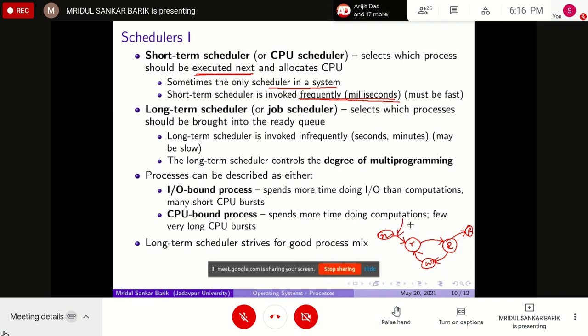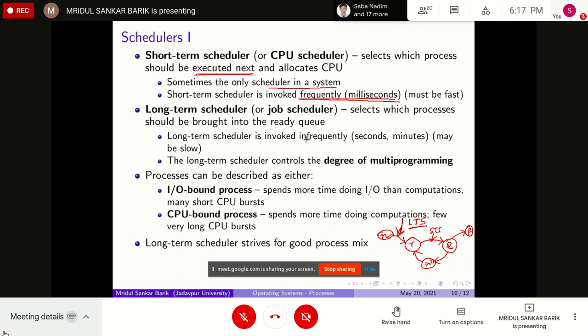From new state, a long-term scheduler selects a process among those processes which are currently in new state and brings it into memory for execution. So thus it becomes a ready state. Among the processes which are in ready state, the short-term scheduler (STS) comes into picture here. It selects a process among those currently in ready state and gives a CPU to that process, and that process actually executes here. So short-term scheduler is invoked much more frequently compared to the long-term scheduler.